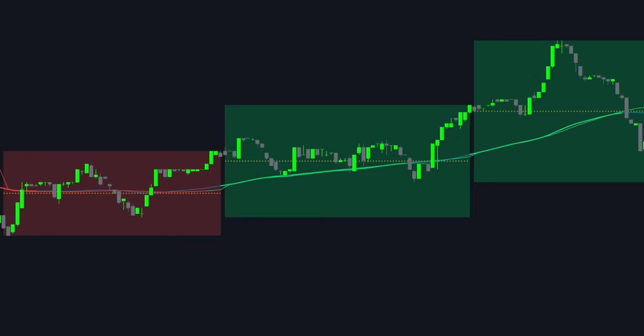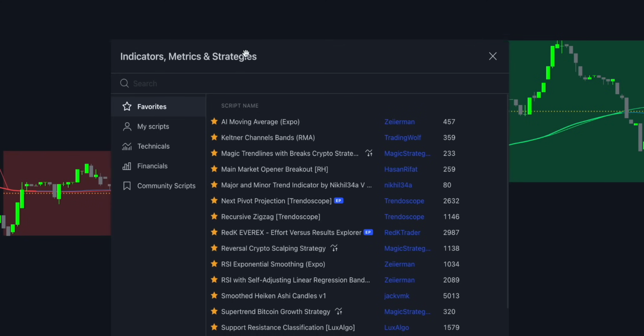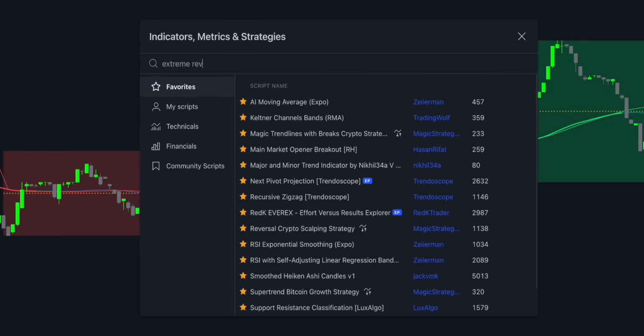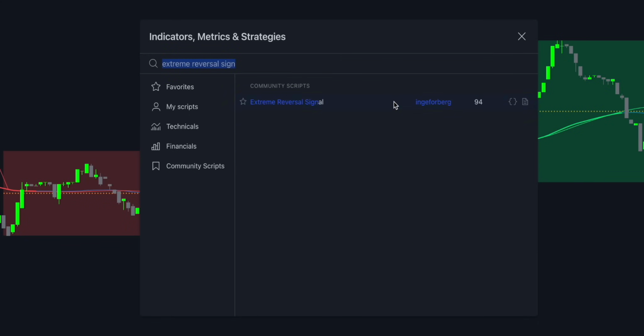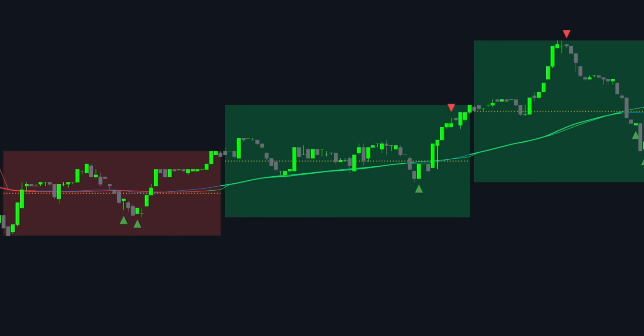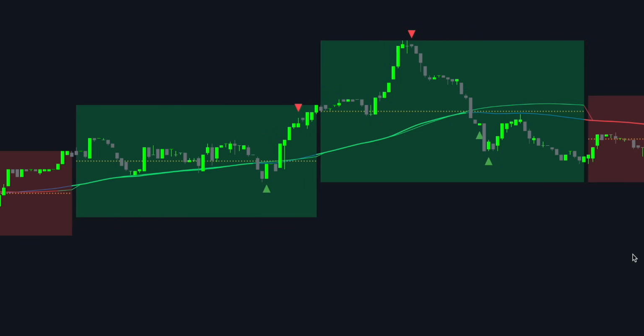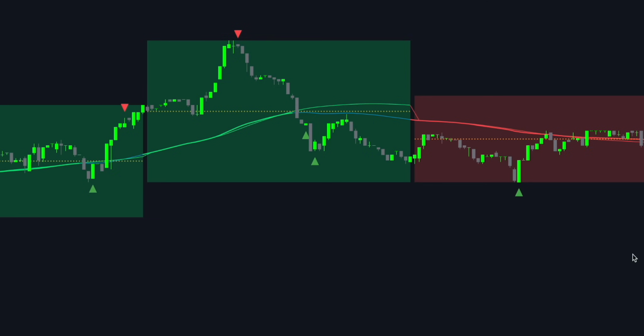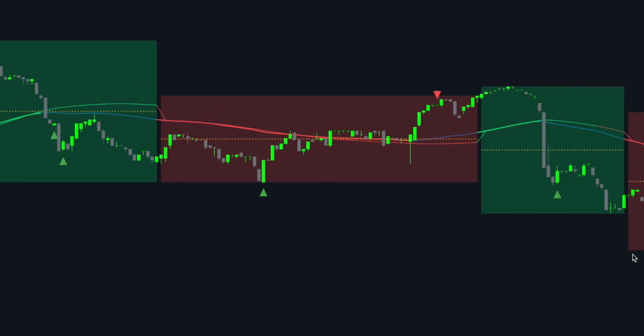Before that, we'll need to apply the second indicator to the chart, which will tell us exactly when to buy and sell. The tool is called Extreme Reversal Signal by Inga Forberg. This simple-to-follow indicator gives buy and sell signals based on RSI, Bollinger Bands, and SMA. You can customize the inputs as you wish. I like to keep them default.